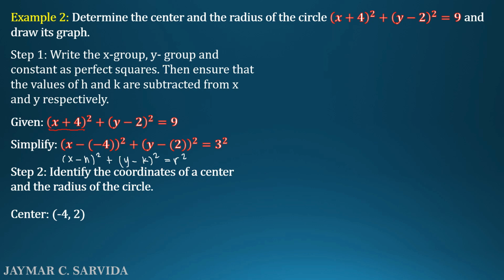Plus, ito naman, nilagyan natin ng parenthesis yung 2 to indicate that itong 2, itong ating k, ay positive number. Then, yung perfect square ng 9 ay 3 squared. Okay? So, sa step 2, identify na natin yung center. That is negative 4, 2. And the radius is 3 units.